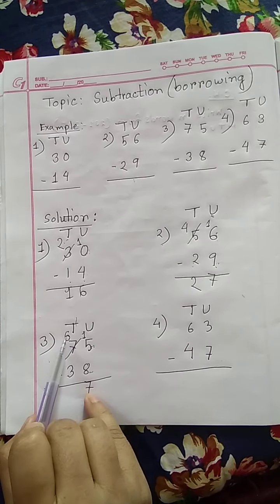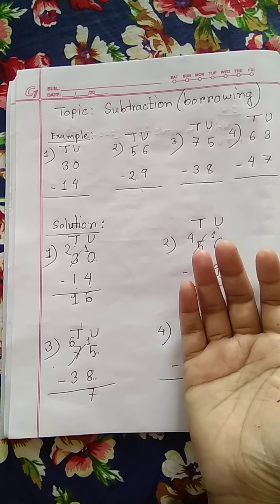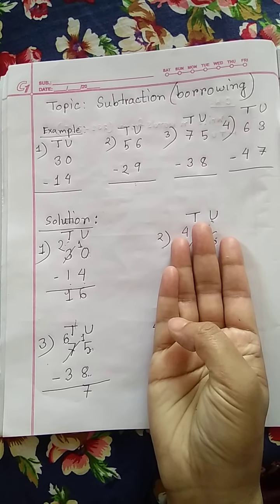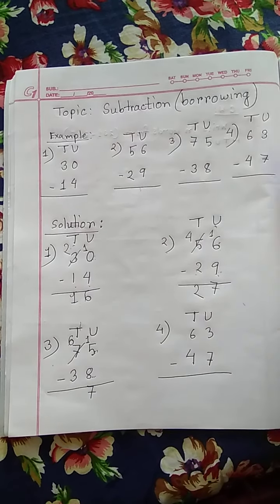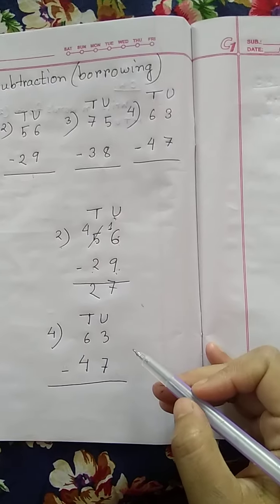And here is 6, here is 3. So, again subtract it. 3, 4, 5, 6. The answer is 3. Now, number 4.